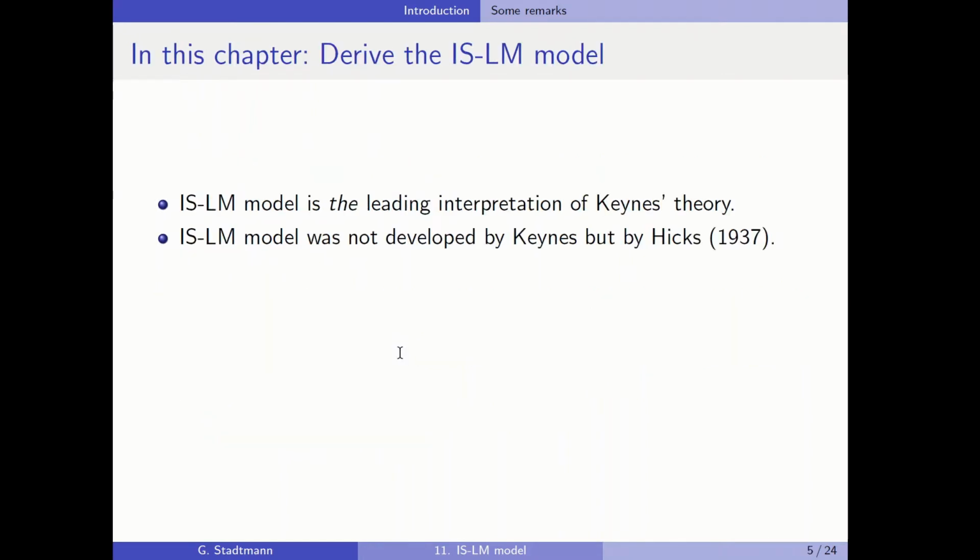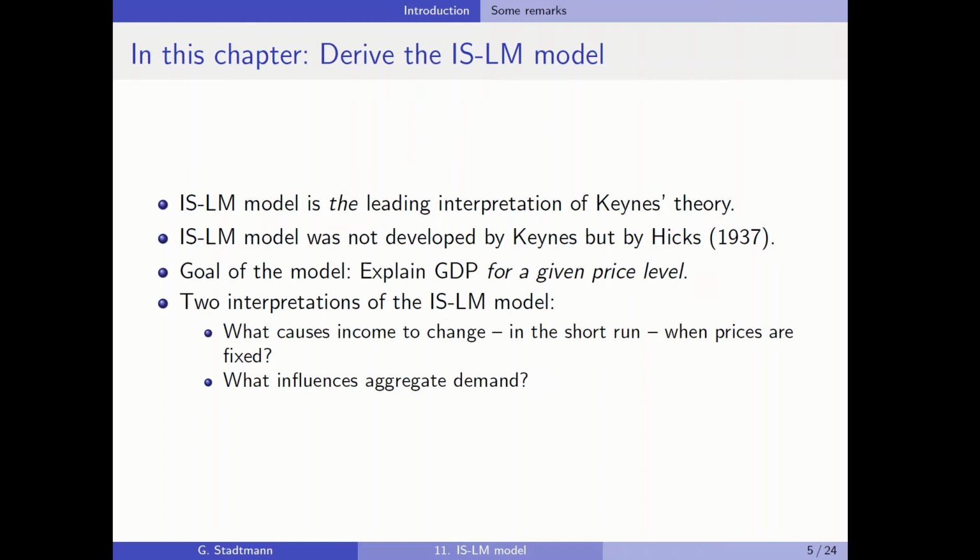The IS-LM model is the leading interpretation of Keynes' theory. But the IS-LM model was not developed by Keynes himself, but by Hicks, like in the year 1937. So Keynes published his book in 1936, and Hicks related the IS-LM model to the ideas of Keynes. The goal of this IS-LM model is to explain GDP for a given price level. So the price level will not play this central role anymore because we assume that the price level is given. We want to focus on GDP. We want to focus on the factors which influence the demand and hence in the end GDP.